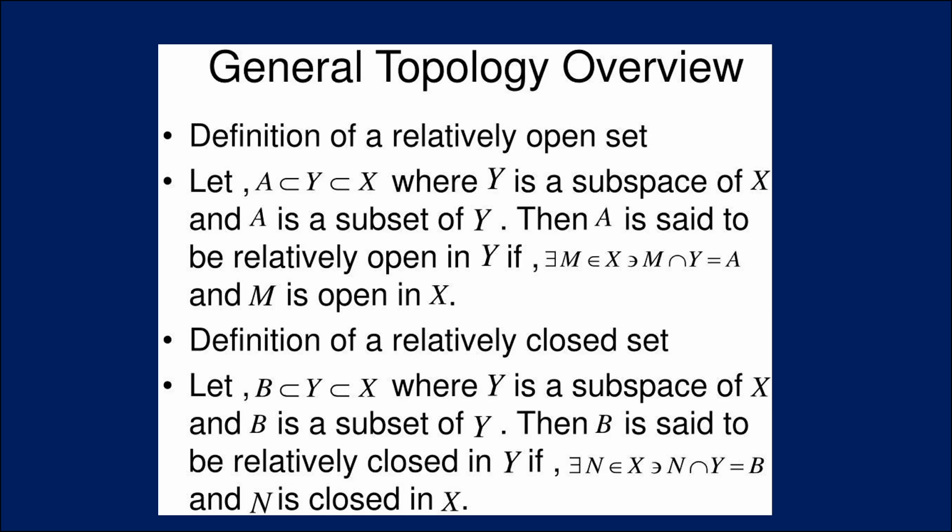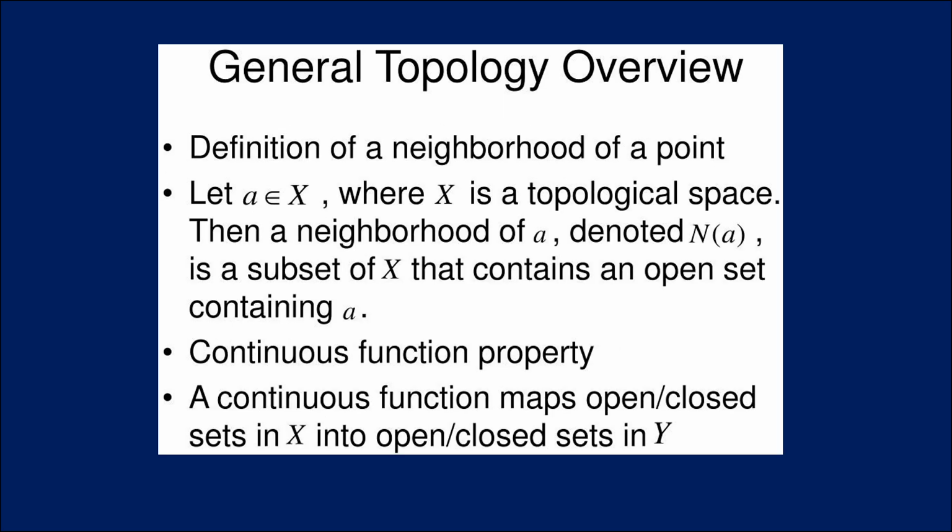Y is a subspace of X and A is a subset of Y. Then A is said to be relatively open if and only if there exists M belonging to tau_X, where M is an open set in X, such that M intersection Y is equal to A. Also for the relatively closed set, Y is a subspace of X and B is a subset of Y. Then B is said to be relatively closed in Y if and only if there exists N belonging to X such that N is closed in X and N intersection Y is equal to B.